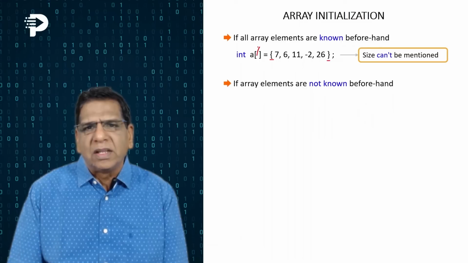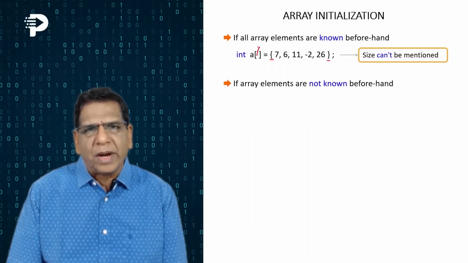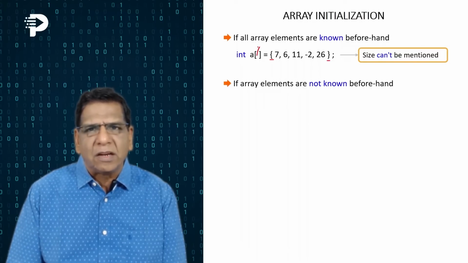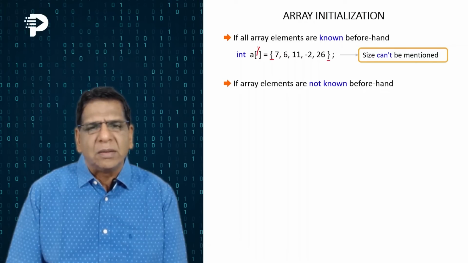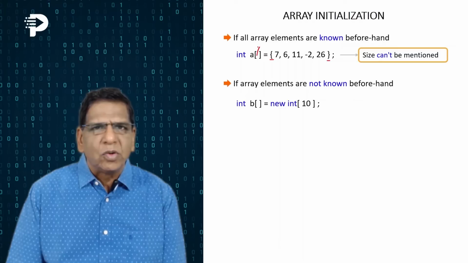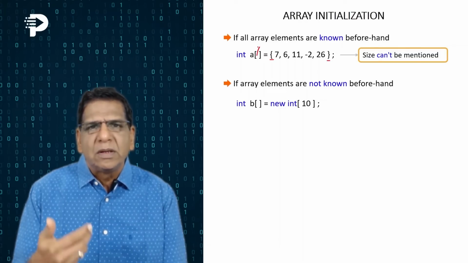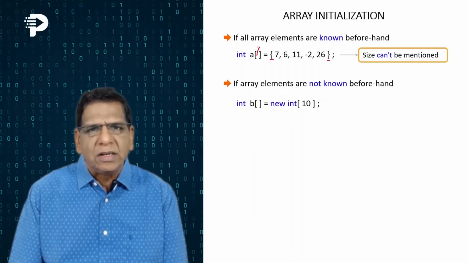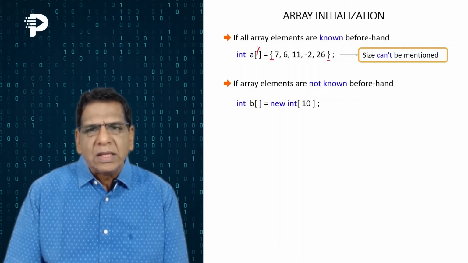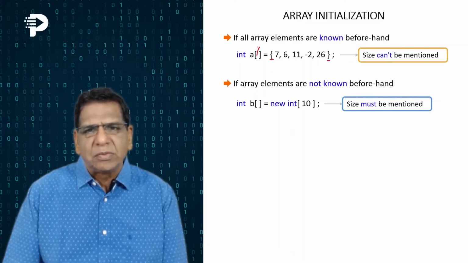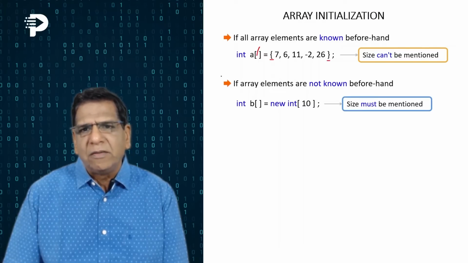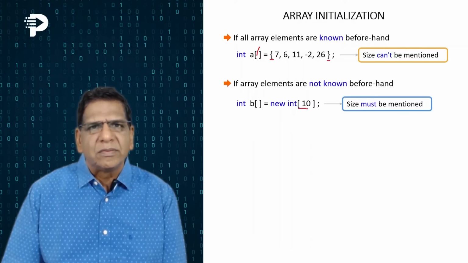Second possibility is that the elements are not known beforehand, meaning at the time of declaration we are unaware of what the values of the elements will be. In such a case, I may just say int b[] = new int[10], indicating that b is a pointer to an array of 10 integers. In this case, mentioning the size becomes mandatory on our part. We cannot drop this 10.